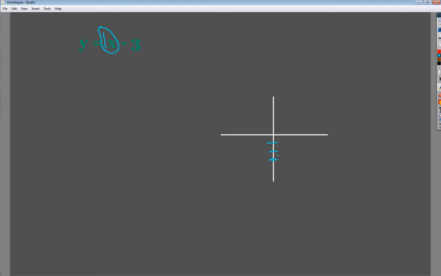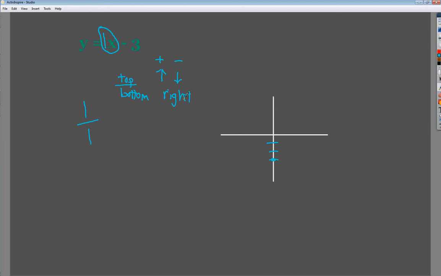Then I look at my number in front of my variable, so my coefficient would be my slope, and it says 1, which as a fraction is 1 over 1. I always assume from the starting point that the number on top tells me to go up or down, and if it's positive, it tells me to go up. If it's negative, it tells me to go down. My bottom number, I always assume, tells me to go to the right. That's my initial thought process.